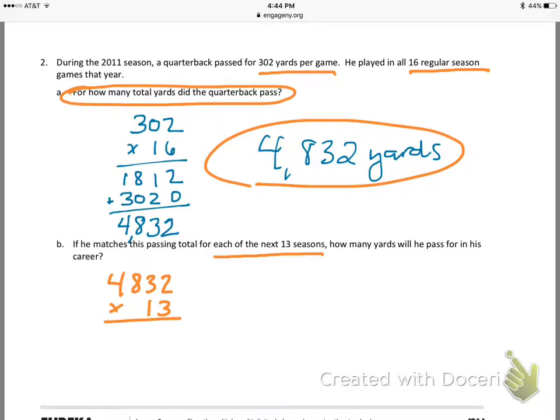So 3 times 2 is 6. I'll put that in the ones column. 3 times 3 is 9. 3 times 8 is 24. So put the 4 down here and carry the 2. And 3 times 4 is 12, plus that 2 that I carried is 14. Now I'm going to multiply the tens place. So I will put a 0 in the ones place. 1 times 2 is 2. 1 times 3 is 3. 1 times 8 is 8. 1 times 4 is 4. So I'll need to add those together to get my final product.